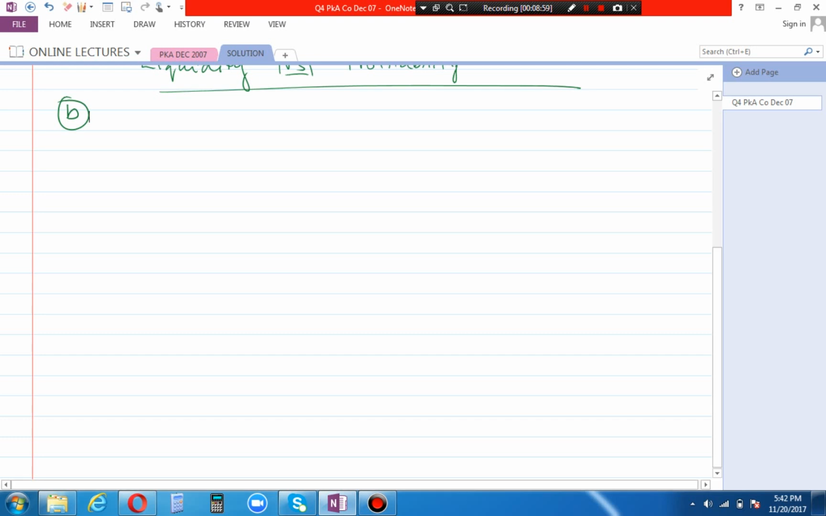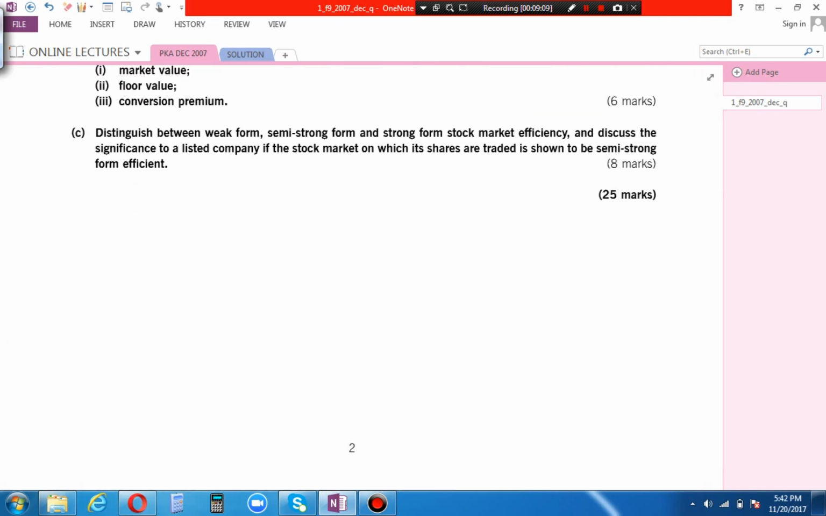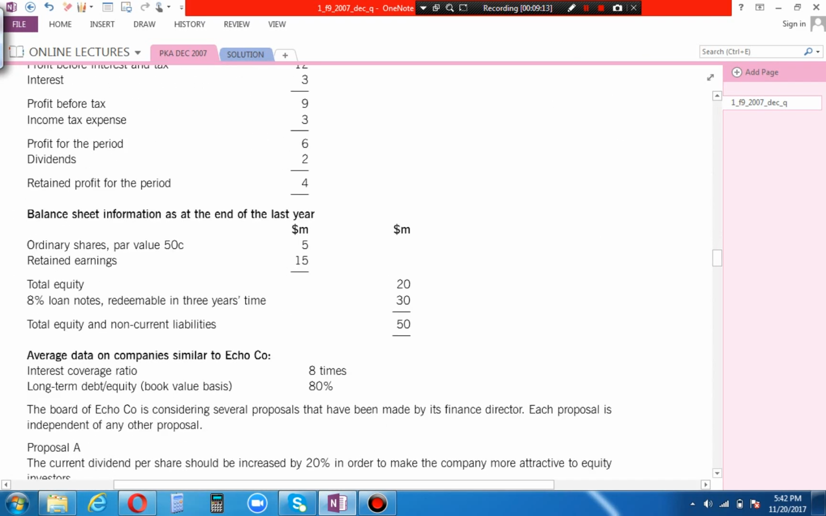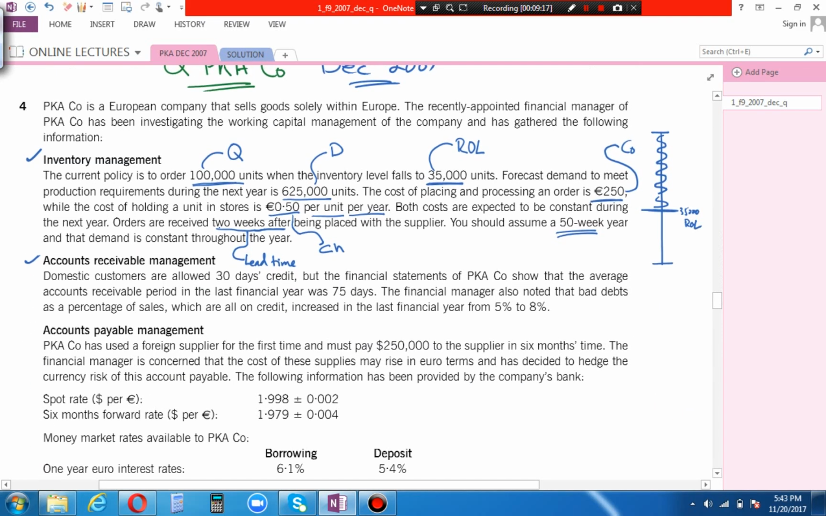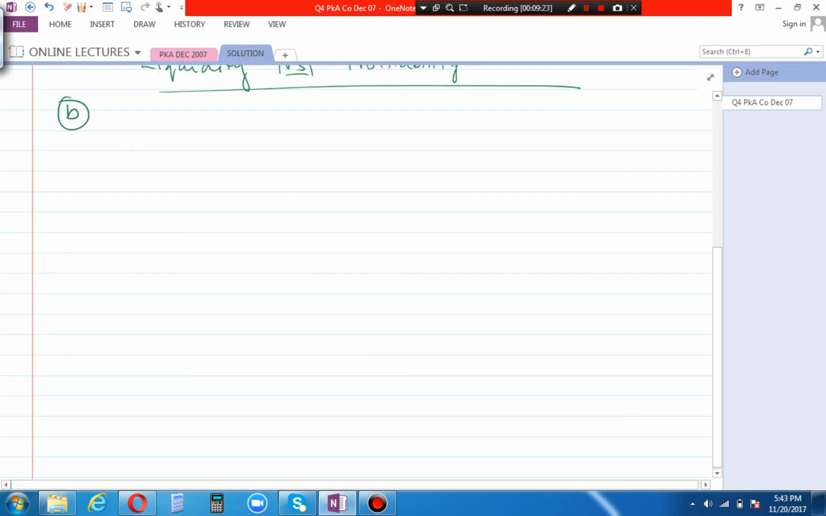All right. So what would be the total cost of the current ordering policy? Question number four. Sorry about that. So what is the cost of the current ordering policy? This cost will include basically two costs: cost of ordering and cost of holding. If you add cost of ordering and cost of holding together, this will give you total cost.